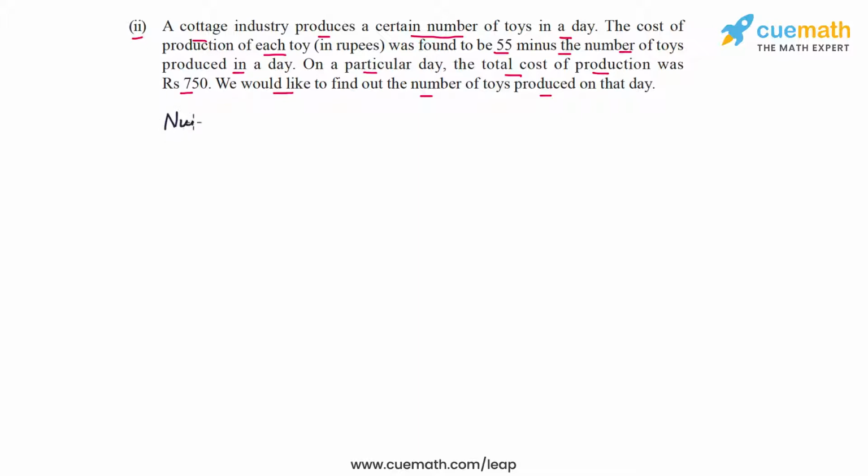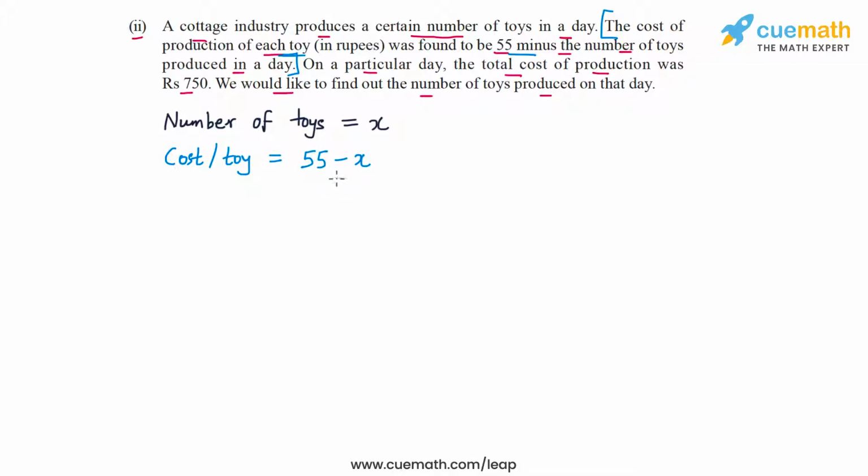So the unknown is the number of toys produced on that day. Let's represent the number of toys produced by x. And now we have to form a quadratic equation in x. So what information are we given in the problem statement? The problem statement says the cost of production of each toy was found to be 55 minus the number of toys produced in a day. So we can write the cost of production per toy as 55 minus the number of toys produced, which is 55 minus x.